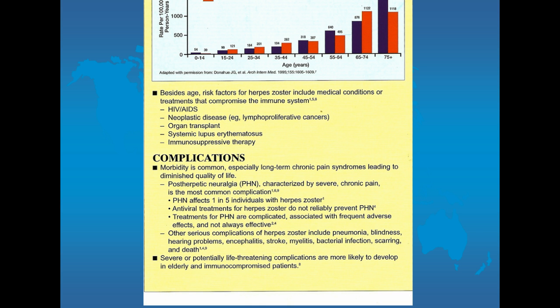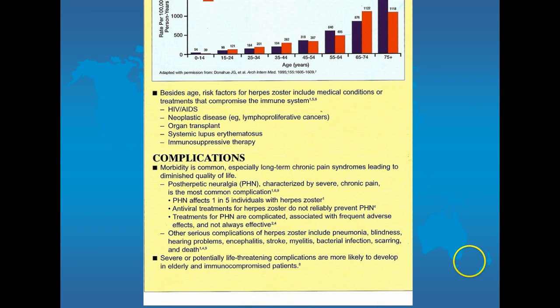They'll have post-herpetic neuralgia and severe chronic pain. Some people will actually get the shingles in their eyes and have serious problems with that and lose their vision. Antiviral treatments for herpes zoster do not reliably prevent it. But if you start acyclovir soon enough after you get the disease diagnosed, you will hopefully decrease the severity and the duration of the illness somewhat.